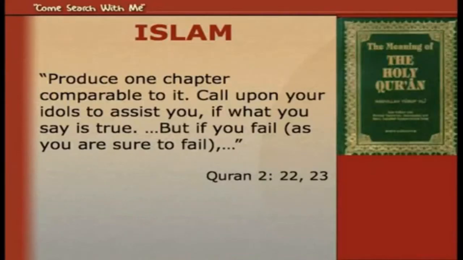So those two don't allow us to really test it except by personal experience. Islam does throw out a challenge. It says, produce one chapter comparable to it, the Quran. Call upon your idols to assist you if what you say is true. But if you fail, as you are sure to fail. In other words, the Quran's writing is of such a nature that nobody else can equal it. And so the challenge is, can anybody produce writing that is comparable to it? There are 3 or 4 verses in the Quran which throw out a challenge. Produce a book, or produce a chapter, or even produce a verse that is comparable to the Quran.